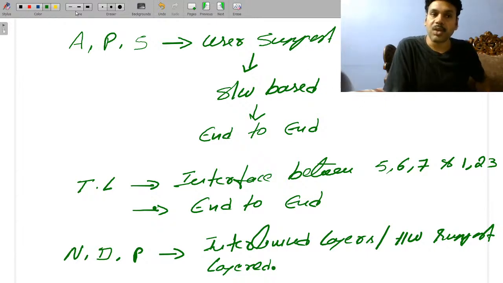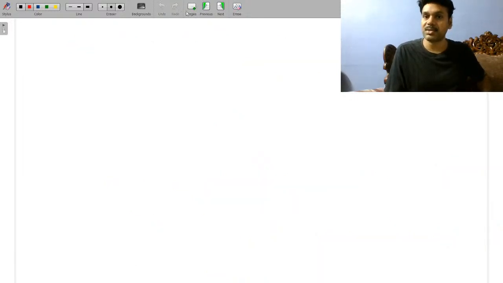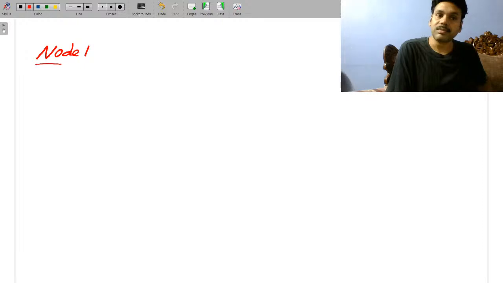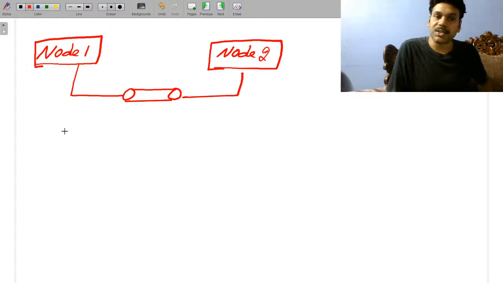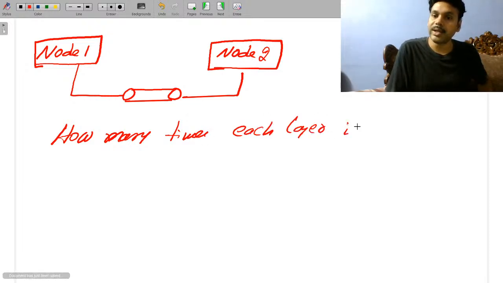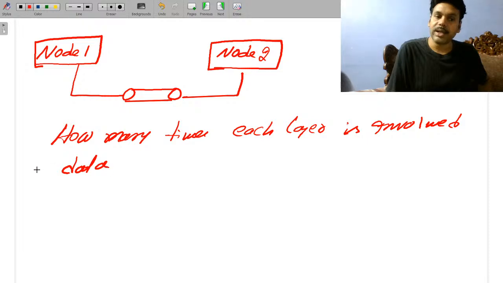Now I am going to give you one good example so that you will understand why there is a necessity for the organization of the layers. Now friends, observe. I am saying there is a node 1, and here we have a node 2. They are connected directly using the medium. Please understand. Now he is going to ask a question: how many times is each layer involved in data transmission?